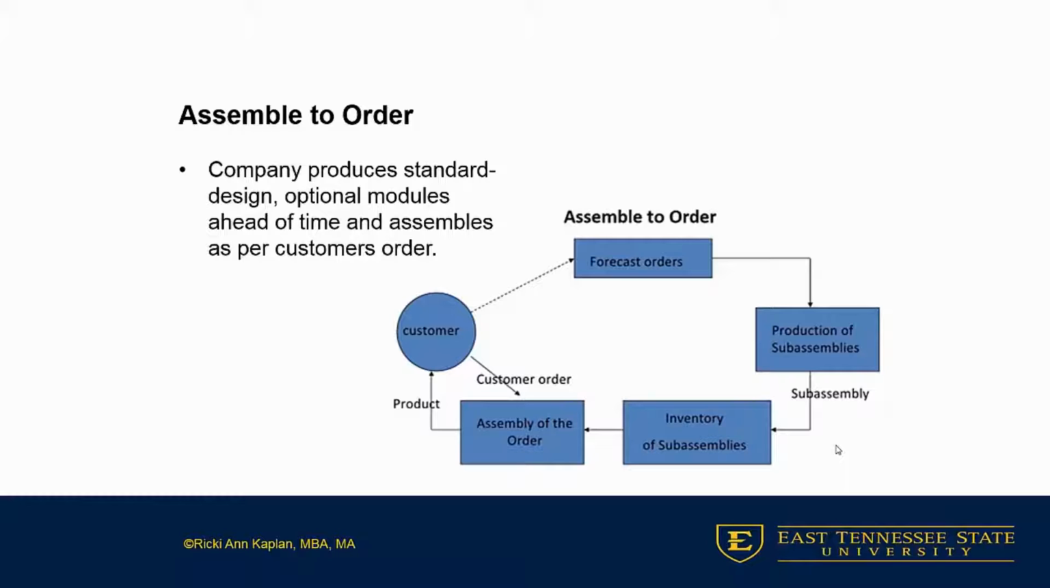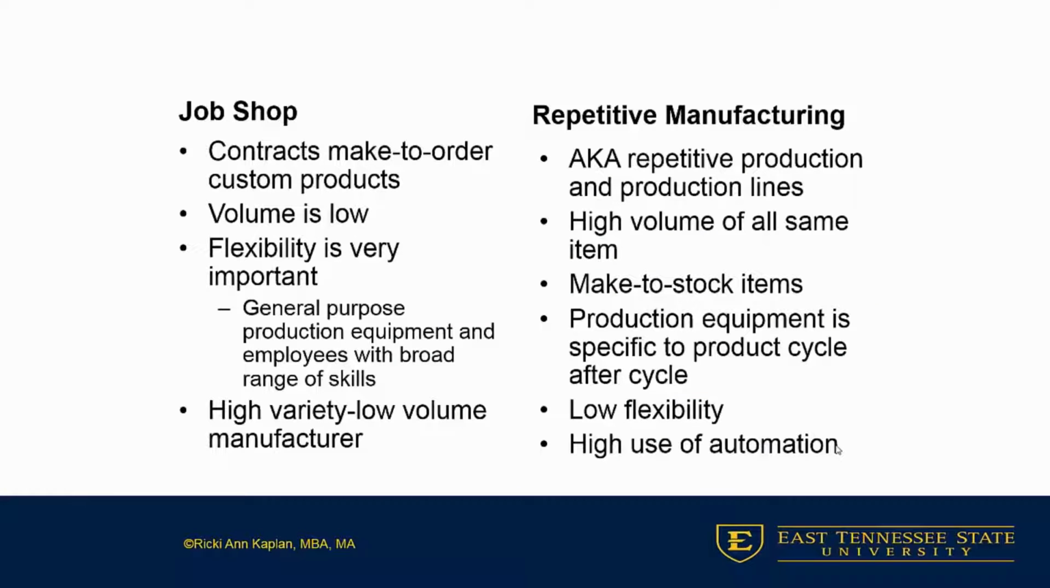They're using forecast methods to forecast the orders that they need. They're producing these sub-assemblies and they have them already. And when the customer order comes in, they put it together and it's ready to go. With these, you can have a job shop. Job shops usually contract out make-to-order custom products. Therefore, their volume is very low. They need to be flexible because they're making a variety of things depending on what the customer is ordering.